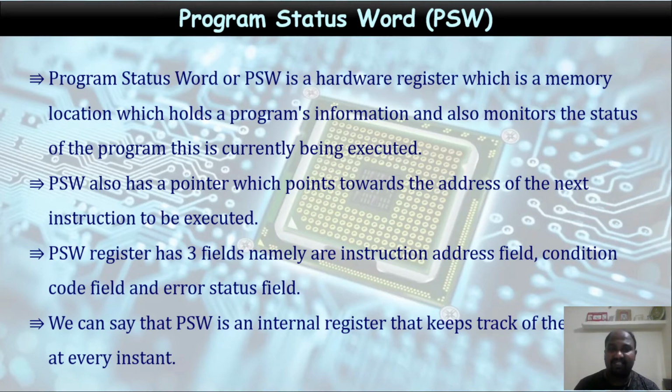This program status word is a hardware register, which is a memory location which holds program information and also monitors the status of the program that is currently being executed. The program status word also has a pointer which points towards the address of the next instruction to be executed. PSW register has 3 fields, namely instruction address field, condition code field, and error status field. So we can say that the PSW is an internal register that keeps track of the computer at every instant.